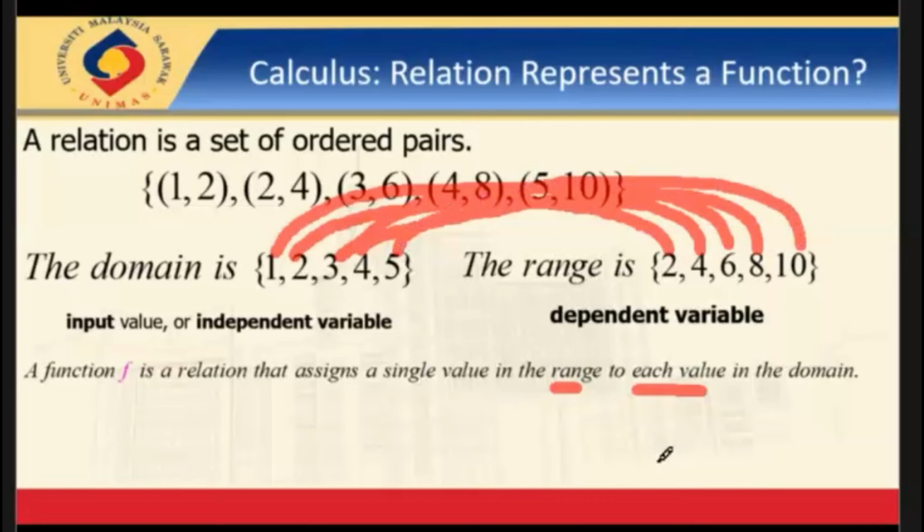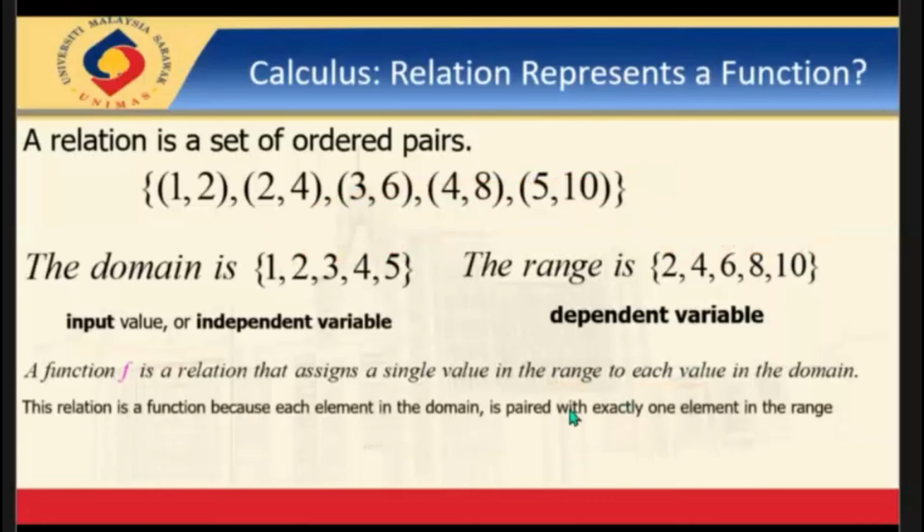Okay, maybe it is still not clear yet. Let's see. This relation is a function because each element of the domain is paired with exactly one element in the range. 1 is paired with 2, 2 is paired with 4, 3 is paired with 6, 4 is paired with 8, 5 is paired with 10. So each domain value has a unique value in the range. If a relation fulfills this criterion, we give it a special name and call it a function.